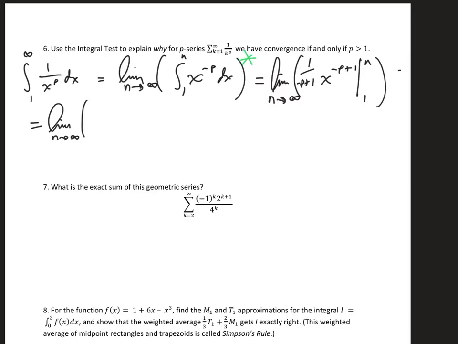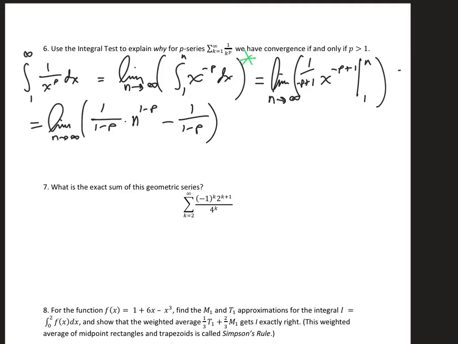So when I plug the numbers in, putting n in for x is going to give me 1 over 1 minus p, instead of negative p plus 1, times n to the 1 minus p. And then minus, plugging in 1 for x, I'll have minus 1 over 1 minus p. So that's what it'll look like. The p is constant, so that 1 over 1 minus p term is going to be the same no matter what.